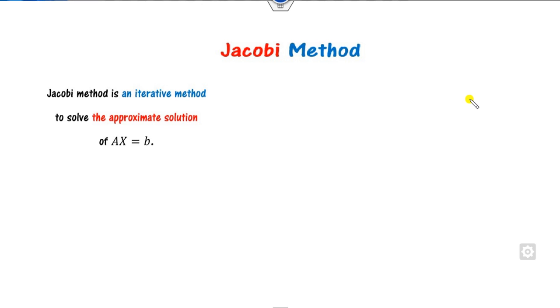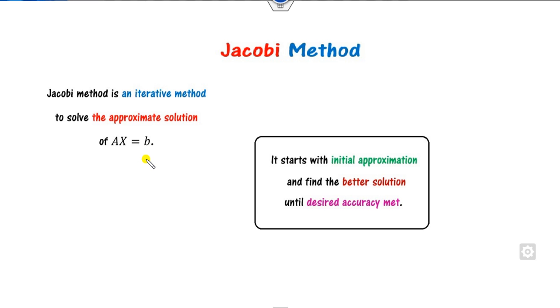So what is the Jacobi method? As we described the basic concepts of the Jacobi method in our last lecture, the Jacobi method is an iterative method for finding approximate solutions of the system of equations Ax = b. What is the meaning of the approximate solution or the iterative method?